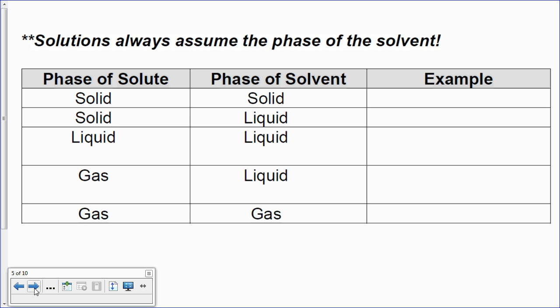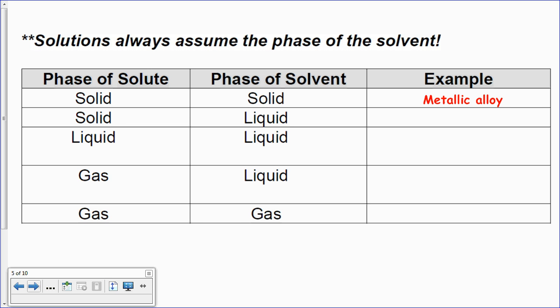So, solutions always assume the phase of the solvent. We are on to page 6 in our lecture pack. Solutions always assume the phase of the solvent. The solvent does the dissolving, and the solute gets dissolved. So if we have a phase of the solute, which is the stuff that's getting dissolved, if it's solid and you mix it into a solid, the example that we're talking about will be a metallic alloy. I have a demonstration for you of this as well. You will see how I mix two solids together with heat, and we get an alloy.